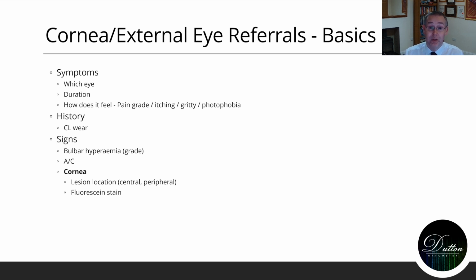And in terms of the clinical signs, is the eye red? How's the anterior chamber looking? Is there any activity there? And specifically in the context of a corneal lesion, where is it? So broadly, is it central? Is it peripheral or mid-periphery? And does it stain? Intraocular pressure and pupils will be more relevant in some conditions rather than others. Cornea and external eye does cover a broad range of conditions, and arguably these things will be less relevant in, for example, a dry eye patient than they would with somebody with potential acute anterior uveitis.